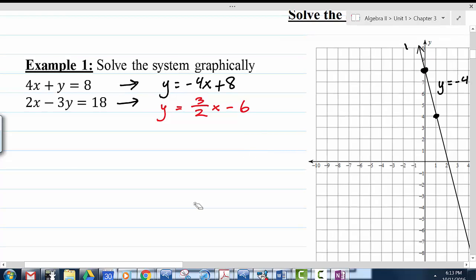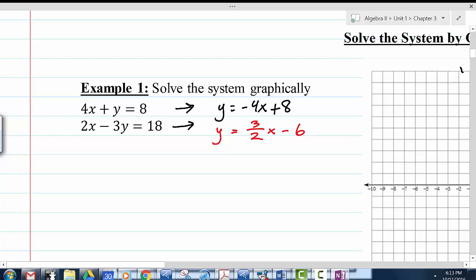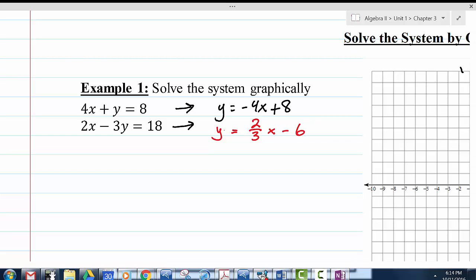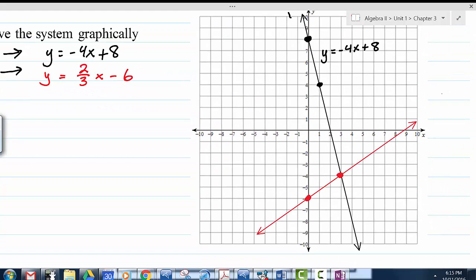Actually, I made a mistake on the slope. The slope is not 3/2. The slope is actually 2/3. Hold up one sec. See, I made the mistake a lot of other people make, but what I needed to do was just realize why things weren't working out the way they're supposed to. So the slope is actually 2/3 as opposed to 3/2. So let me try and graph that now.